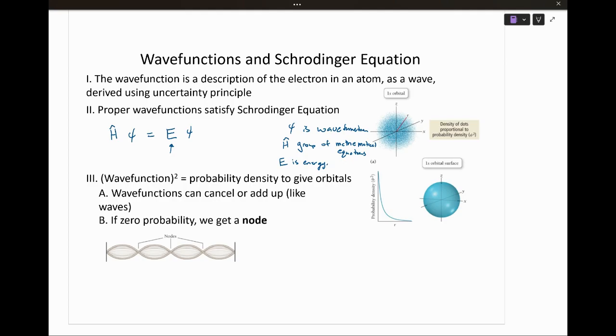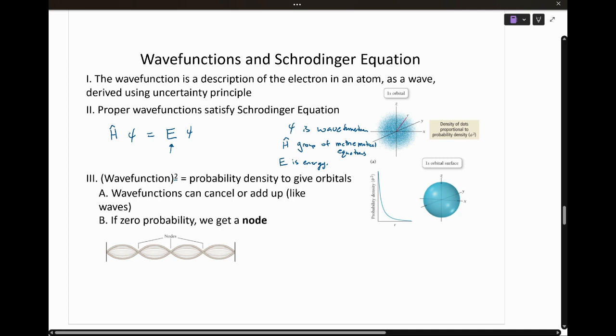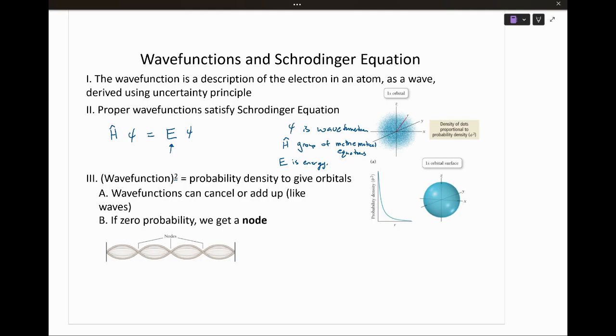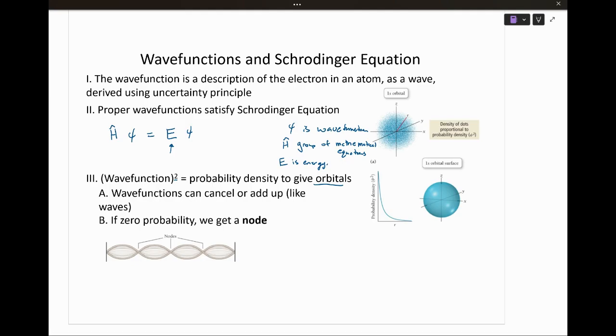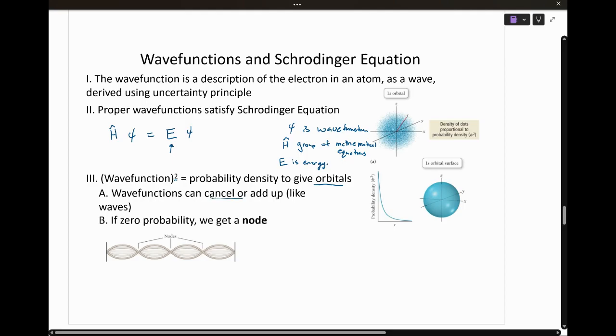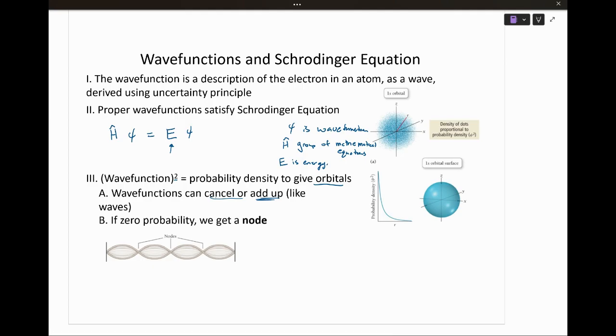Okay? And so if we take these proper wave functions and we square them, what we'll get is a probability density to where that electron can be found, and that's what's going to give us our orbital shapes. And so when we square this wave function, what we can see is that the waves that are composed within that collection of equations can cancel or they can add up, like we saw with constructive and destructive interference. Okay?